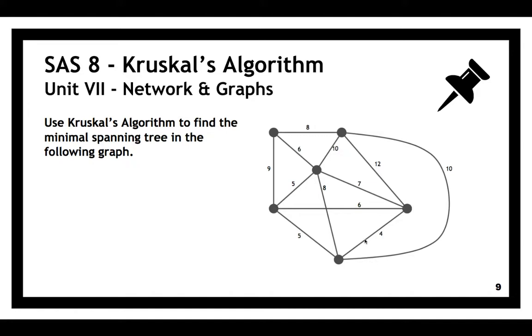Now, 6 is the next pathway. We can't use this one because we are already connecting these 2 through this vertex. So we won't use that one at all. But we can use this 6 because it doesn't have any problems.